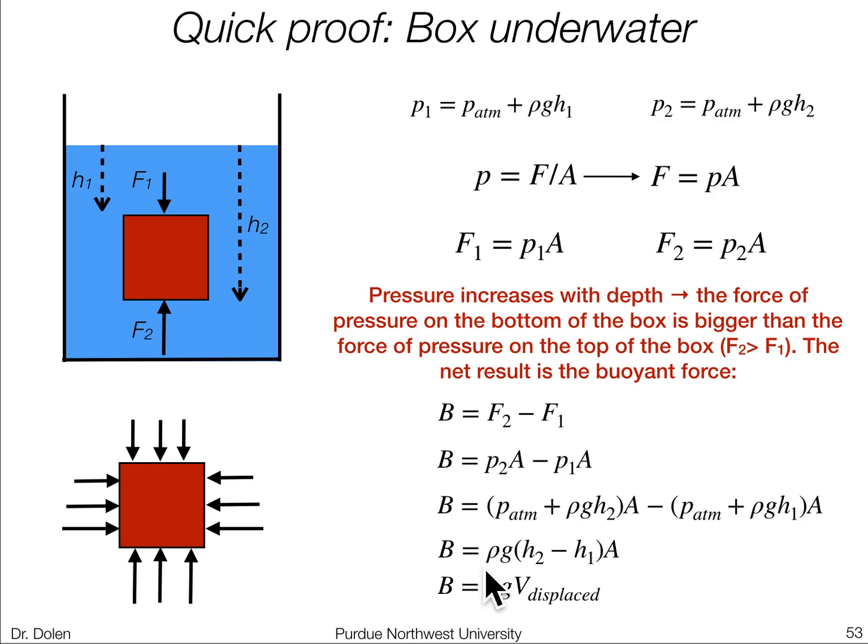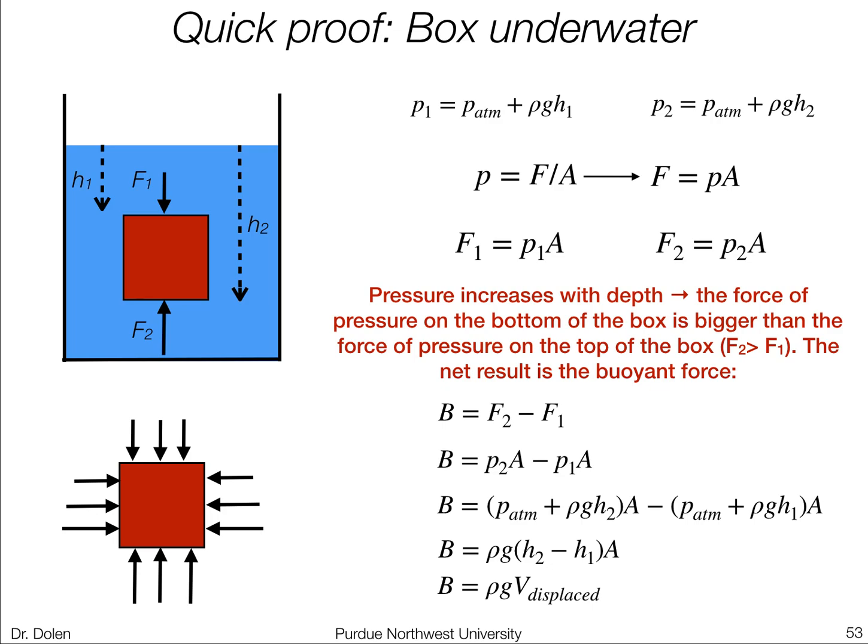I have rho times g times (h2 minus h1) times A. And now I recognize that the area of the bottom of the box times the height of the box, which is what h2 minus h1 is, is just the volume of the box. Area times the other dimension is just volume. So I end up with a buoyant force equal to rho, our density, times g, times the volume of the displaced liquid. So that's just a quick proof of Archimedes' principle.